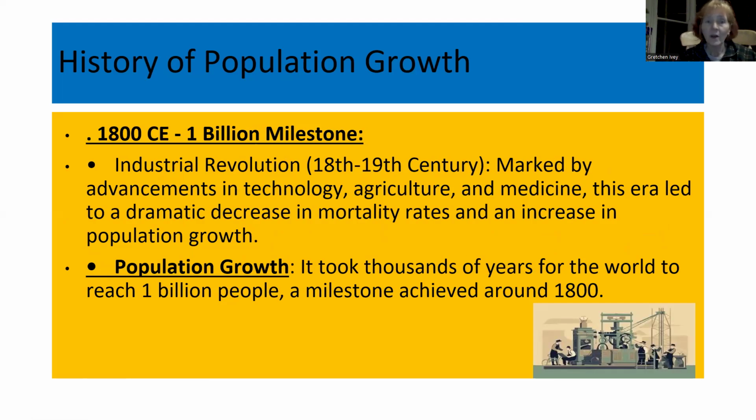Then, like we said before, in 1800 we reached the first billion. So that's a big milestone for the planet. The Industrial Revolution of the 18th and 19th century was marked by advancements in technology, agriculture, and medicine. This era led to a dramatic increase in population growth. People didn't live in the healthiest of conditions then. So you had high birth rates, but again, you had high mortality rates. It took thousands of years for the world to reach 1 billion, a milestone achieved around 1800, as we've said before.